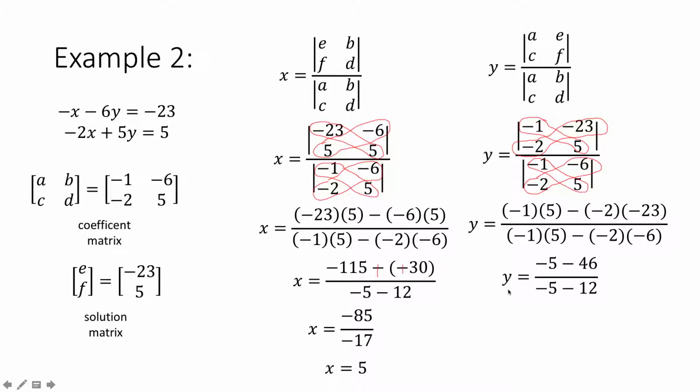All right, then I can simplify some more. Negative 5 minus 46 is negative 51. Negative 5 minus 12 is negative 17. And then I divide. Negative 51 divided by negative 17 is 3. So that means y equals 3. So now I have my solution set. My solution set is 5, 3. X is 5, y is 3.